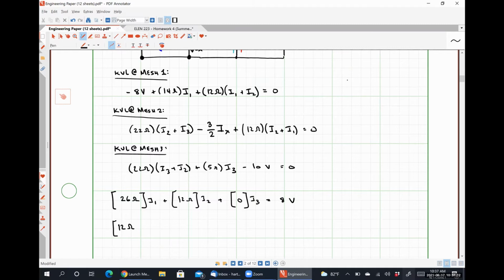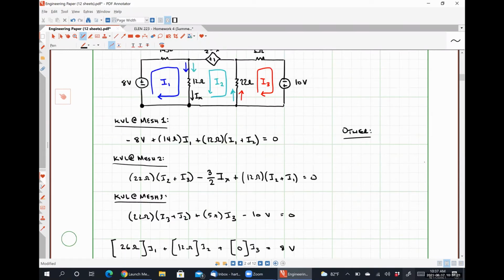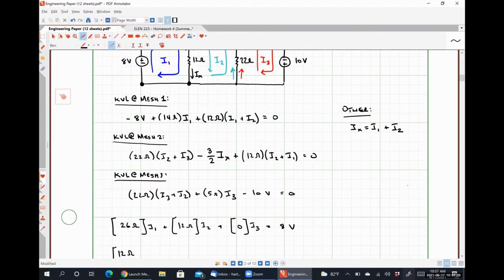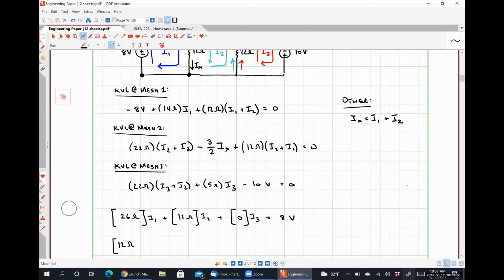So I guess we forgot to do something here, so let's take care of it right now. Our other equation is expressing Ix in terms of our mesh currents. Well, we can see now that Ix is I1 plus I2. So we have -3/2 Ix, so that's going to be -3/2 I1. Our coefficient for I2 is going to be 22 plus 12, so that's going to look like 34 ohms.